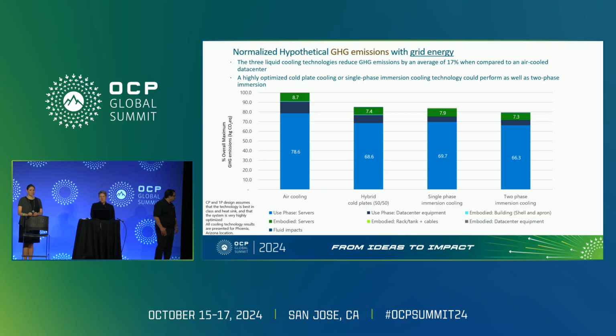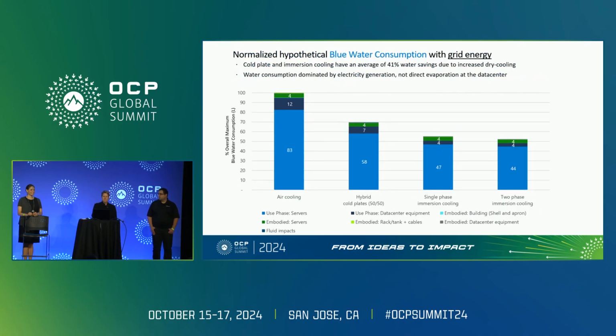The other thing I'd like to highlight is that the use phase electricity for servers dominated the impacts, so the blue there that you see, followed by use phase electricity for data center support equipment and embodied impacts of the servers. So that was GHG emissions.